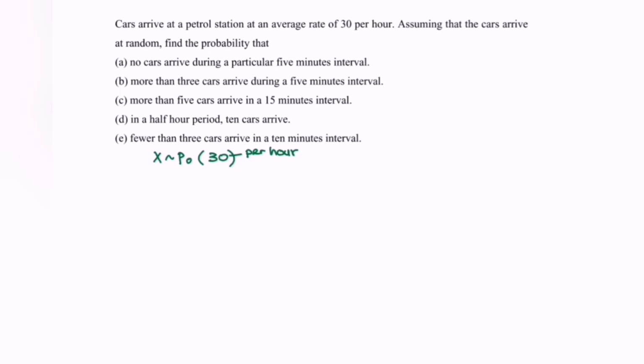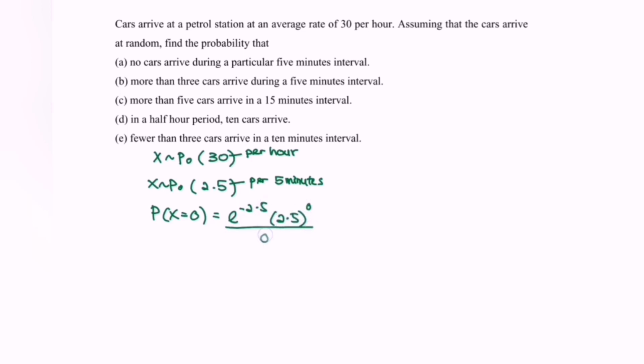So what we have to do is to modify the title, where X is Poisson distributed with, here we mention, per 5 minutes. So what we have to do is to divide the situation by 12. So here we will have 2.5. Referring to the question, no car means that X equals 0. So we can substitute into the formula: e to the power of negative 2.5, times 2.5 to the power of 0, over 0 factorial. And we will have the answer 0.0821 for the probability that X equals 0.